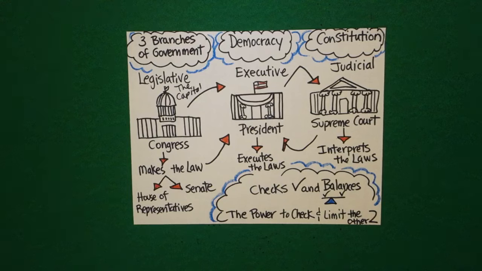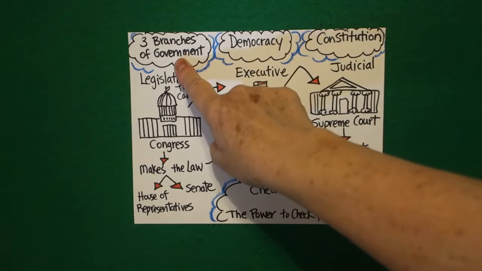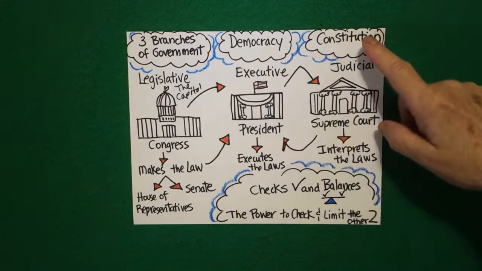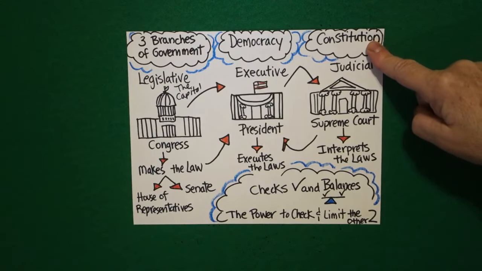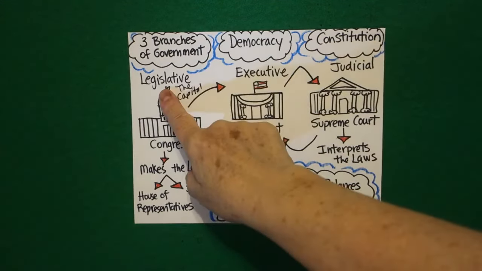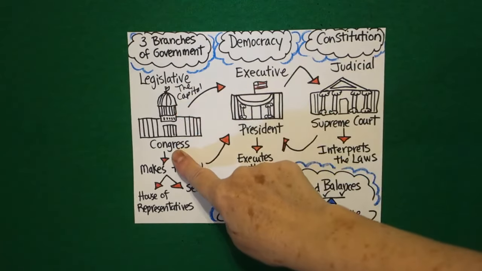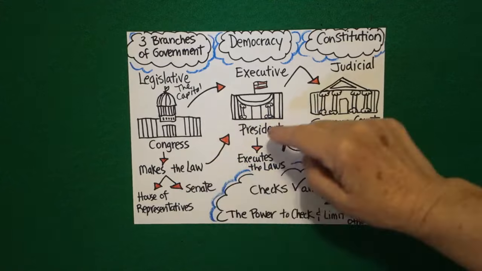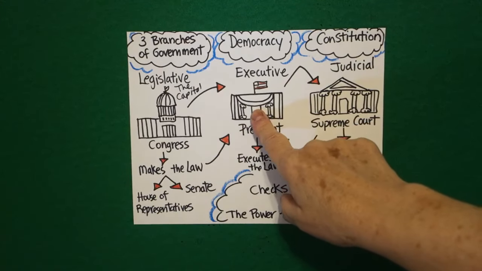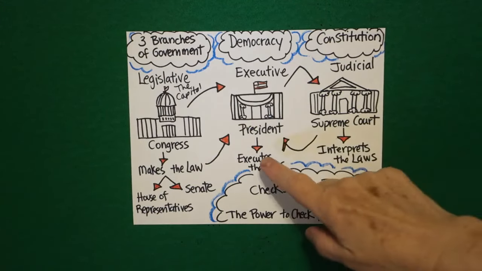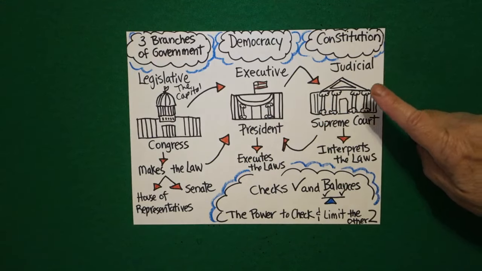Okay, this one looks pretty much like the other one I just did, so I'm pretty sure this is gonna be easy for you to follow. Three branches of government, we live in a democracy, our laws are governed by the Constitution. Legislative, executive, judicial. The legislative in the Capitol is Congress. The president in the White House is the executive, and the Supreme Court.